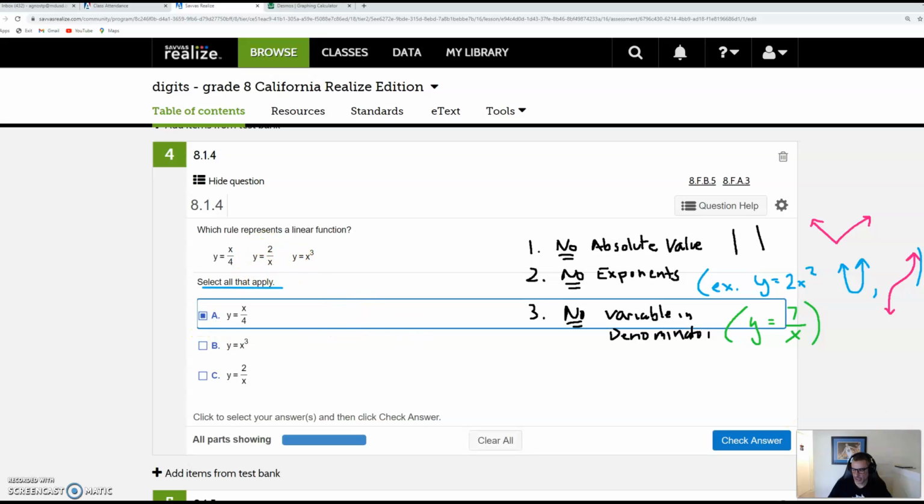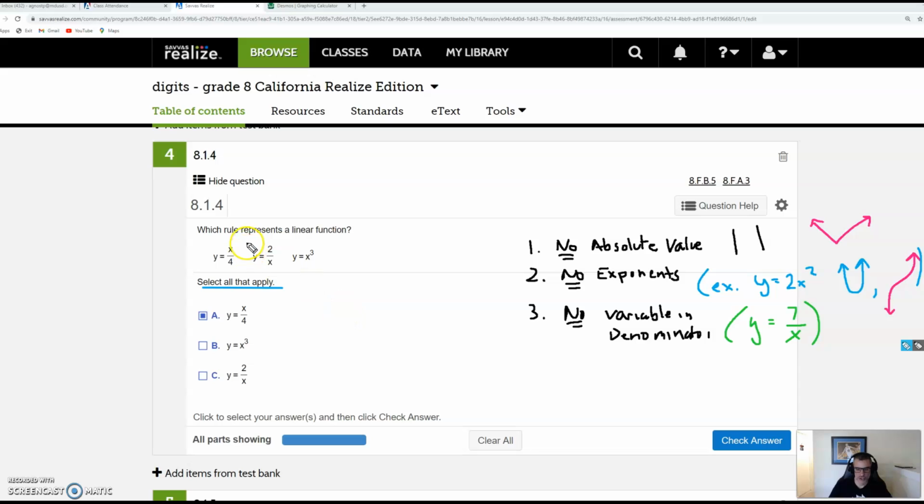What about the second equation? y is equal to 2 over x. This one definitely has a variable in the denominator, right? The x is in the denominator. This is where you're going to get a crazy curvy graph. It is not going to be a straight line. So we're not going to check that box.